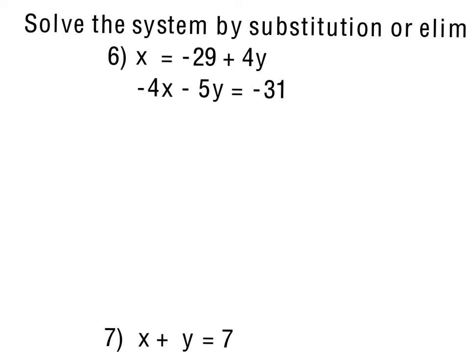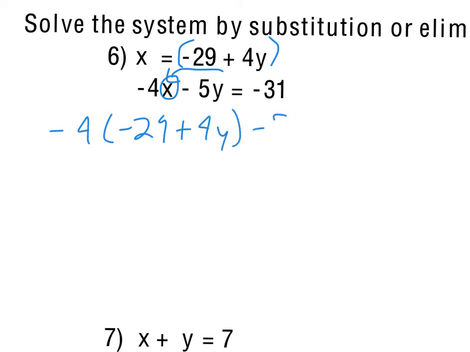And here we're looking at solving the system by either using substitution or elimination. I would say substitution is pretty well set and ready to go here. The first equation says x is -29 plus 4y, so we'll replace the x in the second equation with that. So we've got our negative 4, and then instead of x we have negative 29 plus 4y, and then we go back to our second equation there, minus 5y equals negative 31. So we have a bit of work in order to figure out what y is, and once we find y we'll use that to find x.